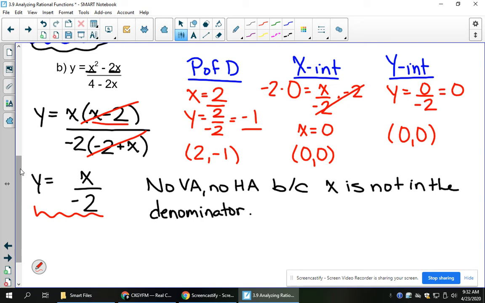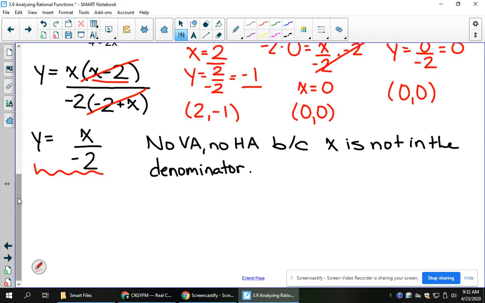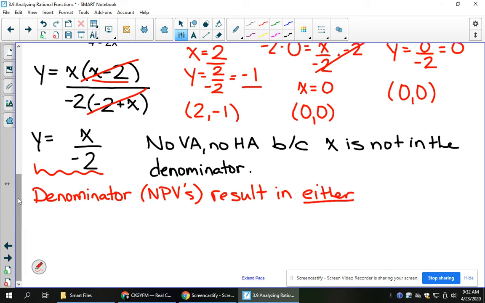All right, let's make a little note in our notes because we've talked about NPVs in the past. So I just want to be really clear that denominator NPVs, they're going to result in either a vertical asymptote or a point of discontinuity, not both.